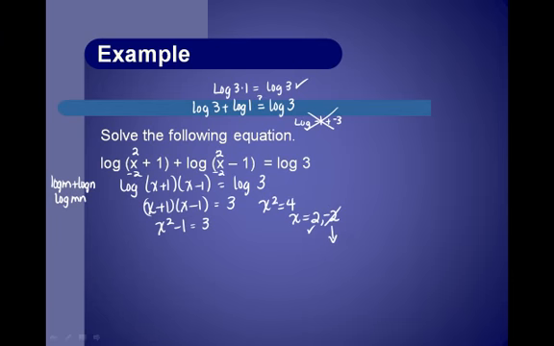Now remember, this negative 2 is what we call an extraneous solution. It appears to be a solution, but it's really not. It's sort of an extra solution. So when you're writing the solution for this equation, all you're going to write down is x is equal to 2.